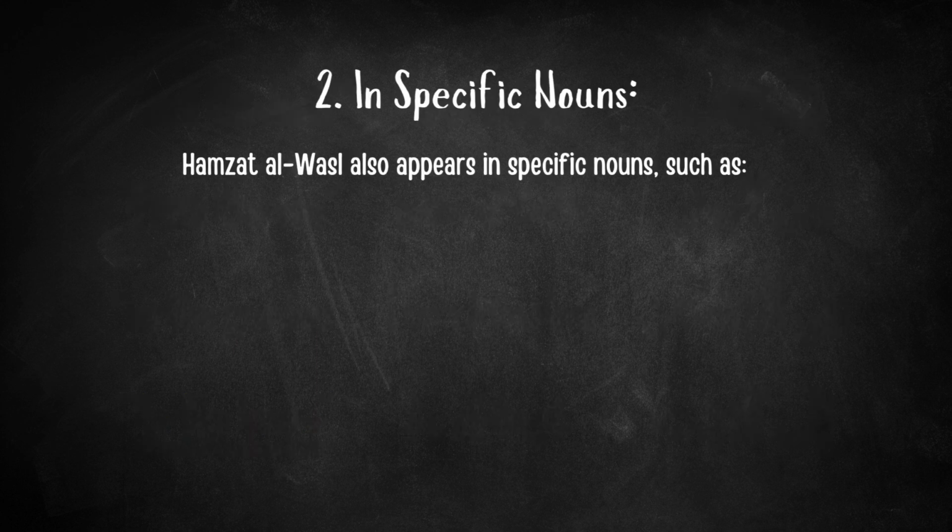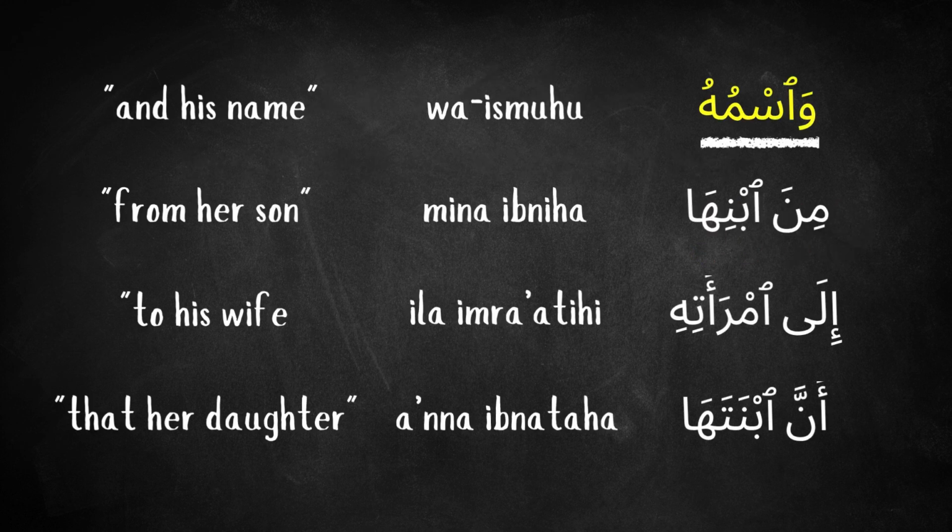2. Hamzat al-Wasl also appears in specific nouns, such as واسمه, and his name. من ابنها, from her son. إلى امرأته, to his wife. أن ابنتها, that her daughter.